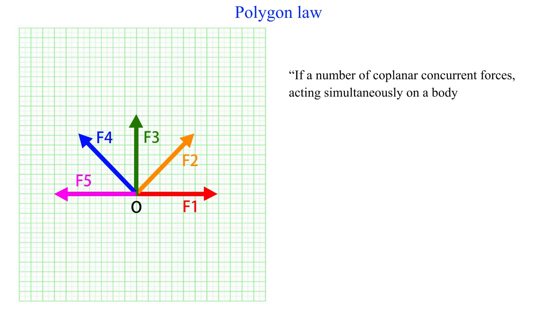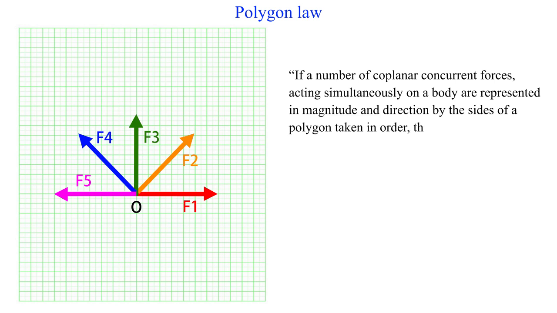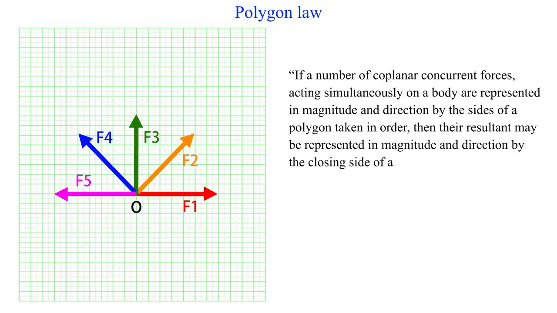If the number of forces in the system is more than two, the parallelogram and triangle laws are tedious to apply both graphically and analytically. In such a situation, when the number of forces in the system is more than two, the polygon law can be used to find the resultant graphically. The polygon law states that if a number of coplanar concurrent forces, acting simultaneously on a body, are represented in magnitude and direction by the sides of a polygon taken in order, then their resultant may be represented in magnitude and direction by the closing side of the polygon, taken in the opposite order.